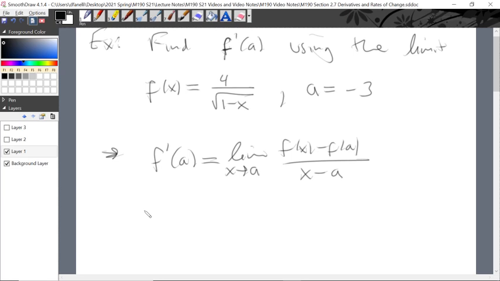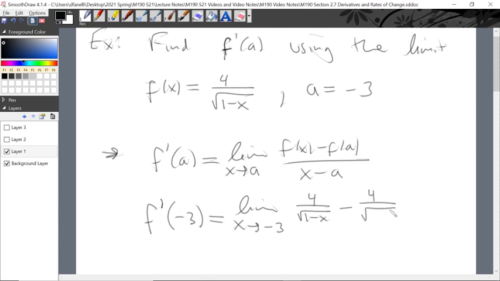Okay, so for this example, a is negative 3, so we're talking about f prime of negative 3, and that's equal to the limit as x approaches negative 3 of f of x, which is 4 over root 1 minus x, minus f of a, that is f of negative 3. So that's going to be 4 over the square root of 1 minus negative 3, over x minus a, that would be x minus negative 3. All right, so plugged into the formula.